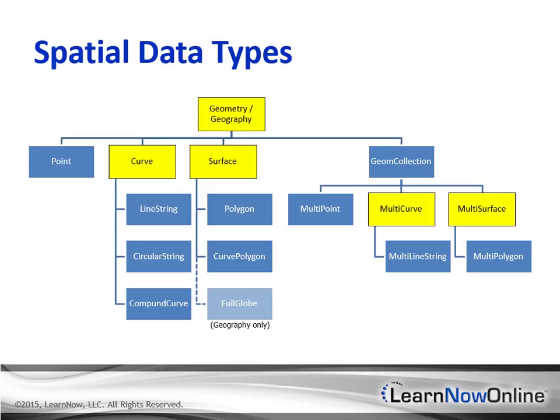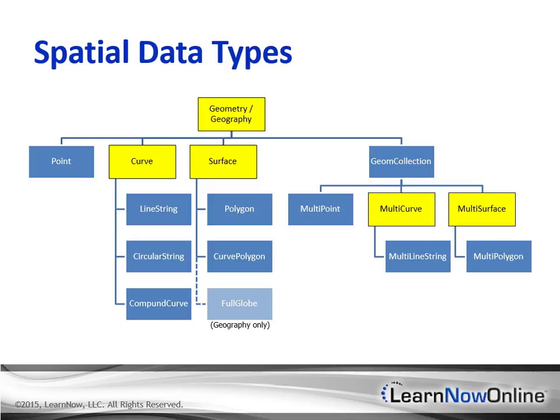You can also create collections of these basic shapes, including a multi-point, multi-line string, and multi-polygon, each of which can contain only the specified shapes. If you need a collection of any type of shape, including the multi-shapes, you can use a geom collection. So all of this makes it very easy to work with groups of shapes as a single unit so you can describe all kinds of complex shapes within the data within your database.